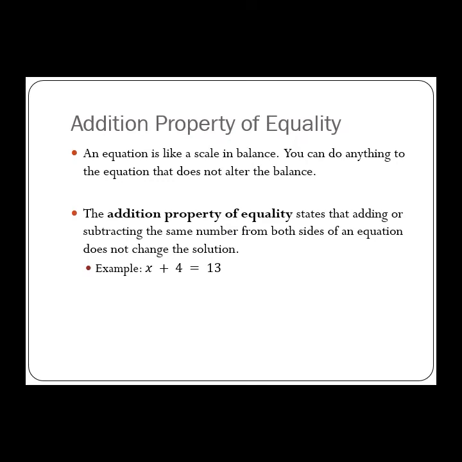In this first lesson, we're going to learn about the addition property of equality. You want to think of an equation like a scale in balance, and the things you're allowed to do are things that don't alter the balance. So the addition property of equality says you can add or subtract the same thing from both sides without changing the solution. In this case, I see there are 2 terms on this side and only 1 term on that side. So I'm going to want to subtract 4 to try and get this in balance. So I have x equals 9.